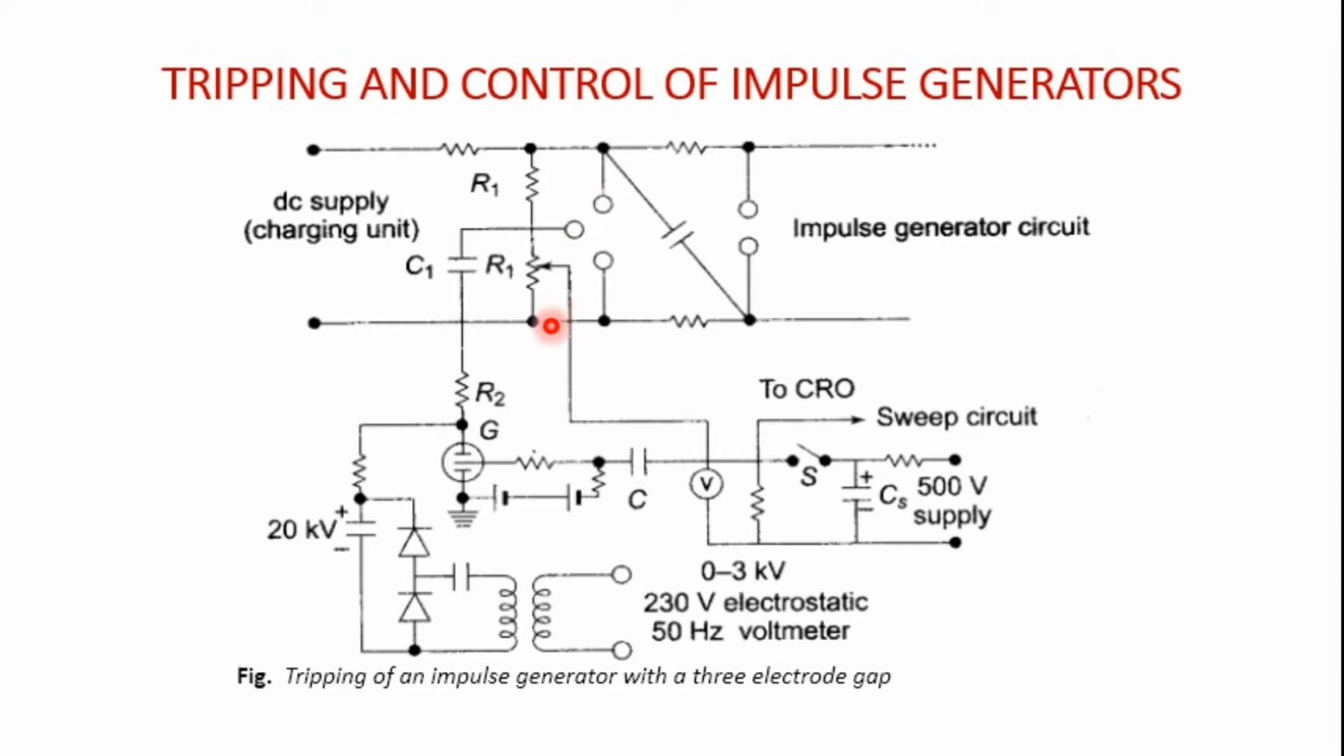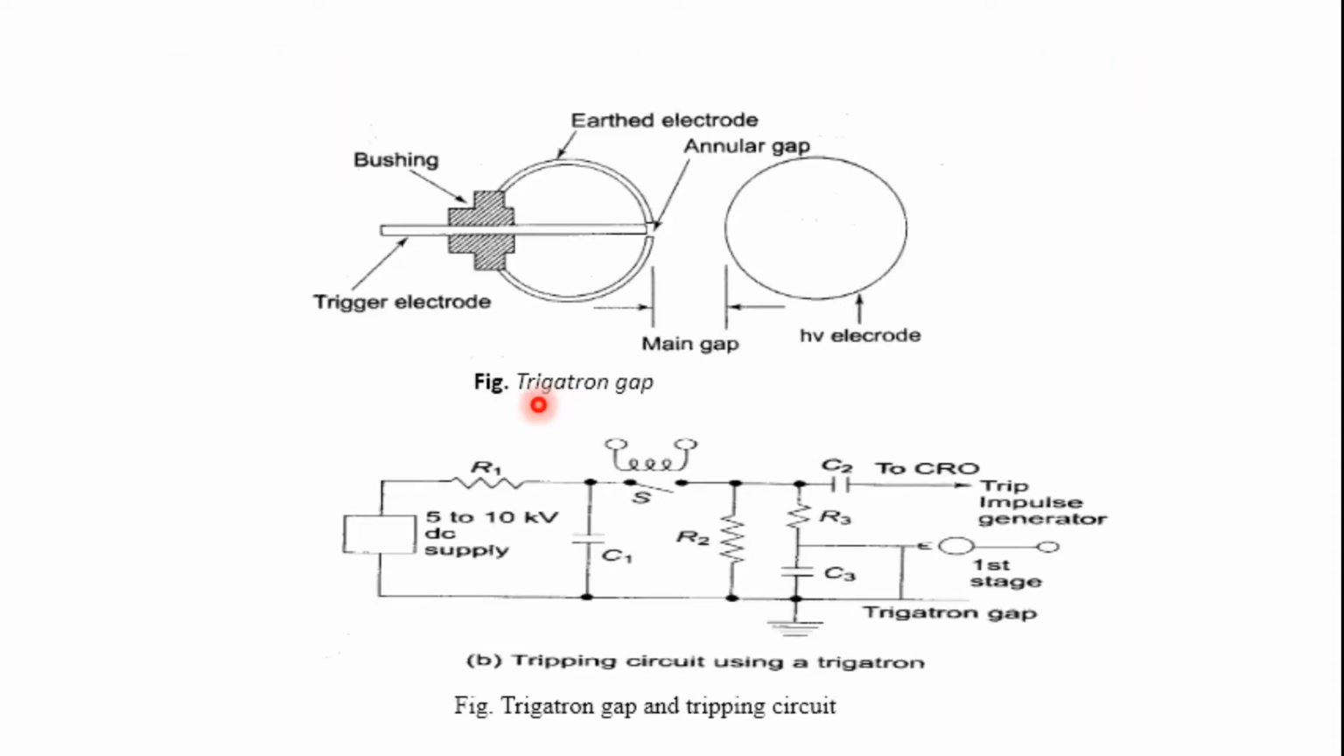artificially injected with the help of the third electrode. R2 makes sure that there is a decoupling of the voltage oscillation produced at the spark gaps from entering the oscilloscope through the common trip circuit. This 3 electrode gap arrangement requires a large space and elaborate construction, so nowadays we are going with another method, that is the trigatron gap arrangement. The drawback of the 3 electrode gap arrangement can be eliminated with the help of the trigatron gap arrangement.